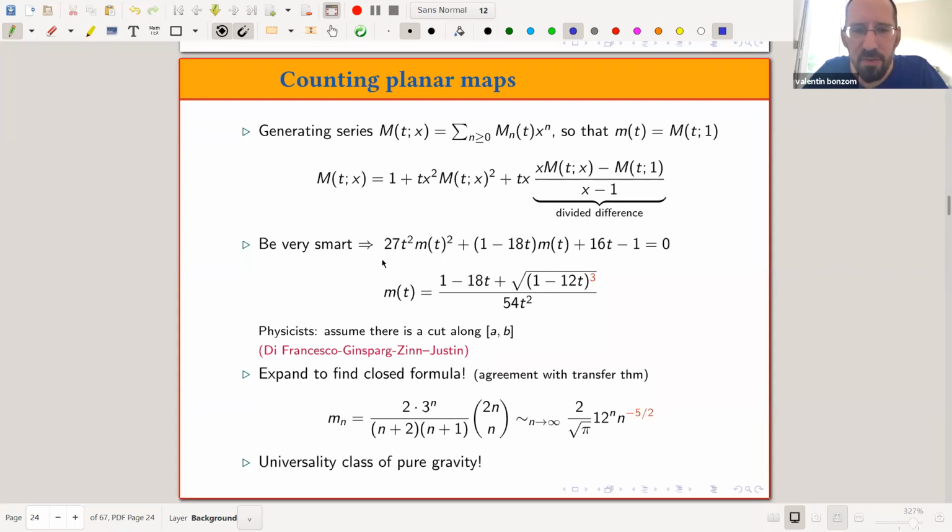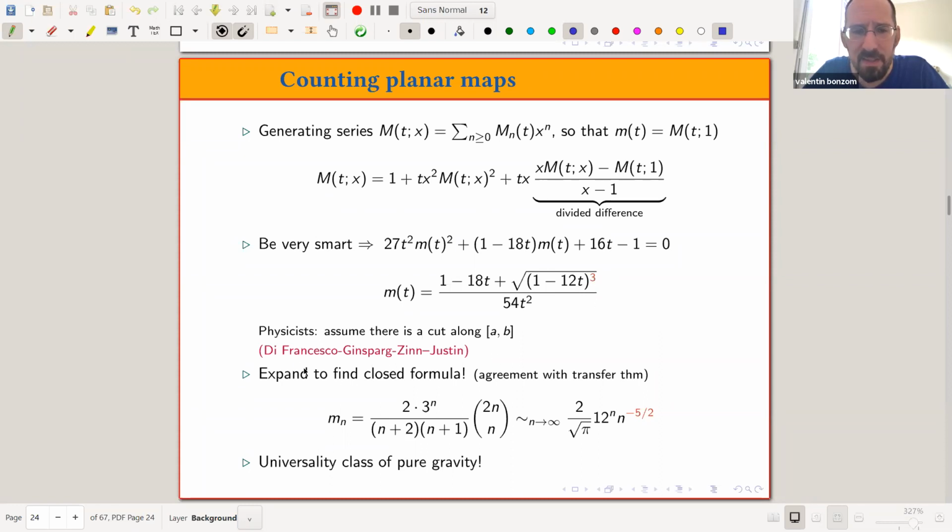And if you are very smart, you can try this by yourself. It's not dangerous, but it's difficult. So you can eventually find a quadratic equation for m of t. And because it's quadratic, you can solve it, and you find that you have a square root here. But inside the square root, there is 1 minus 12t to the 3. So it's not a square root singularity, it's a 3/2 singularity.